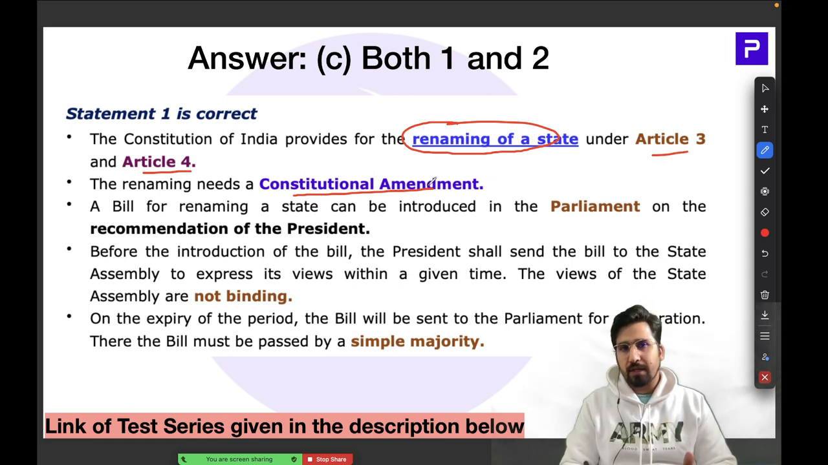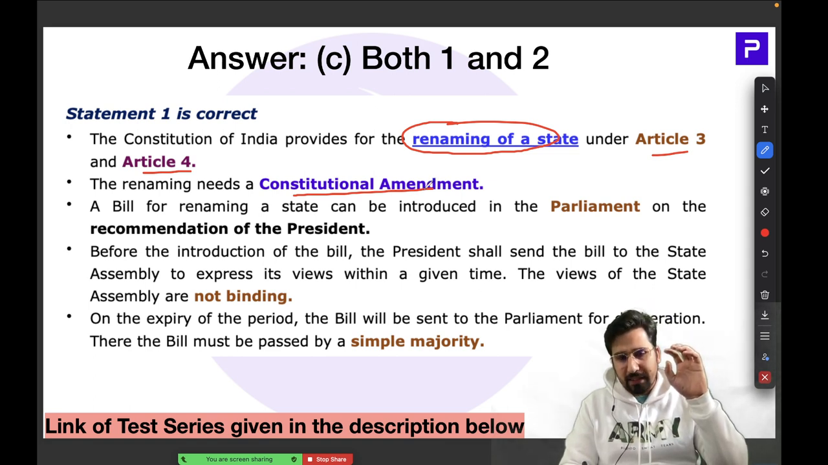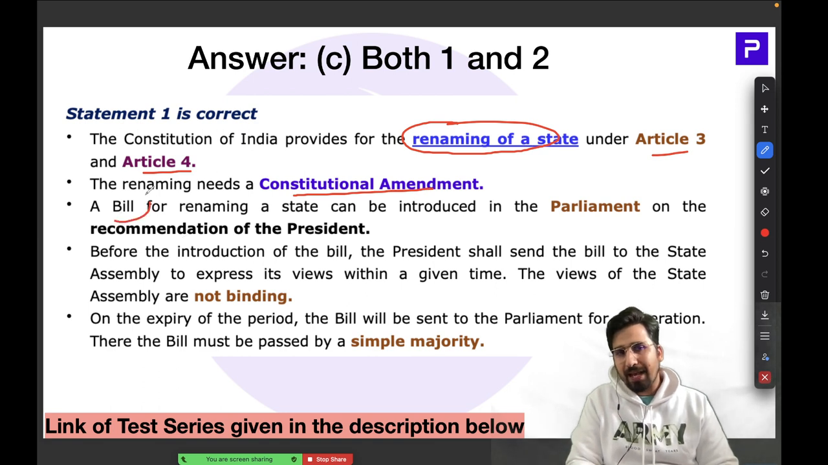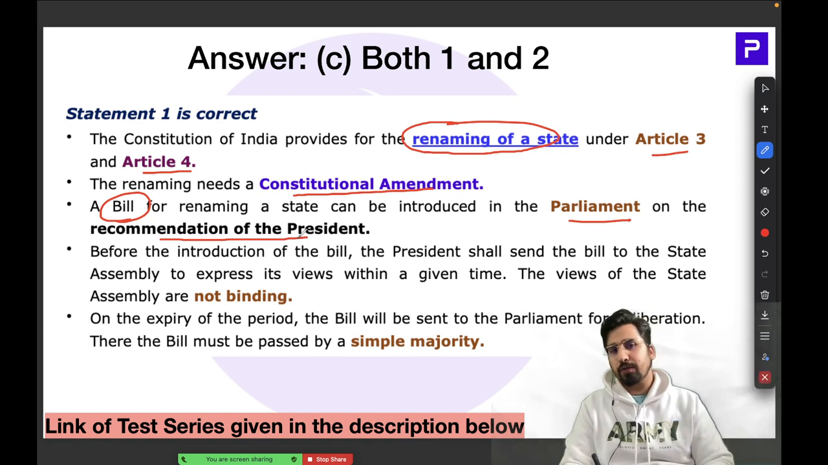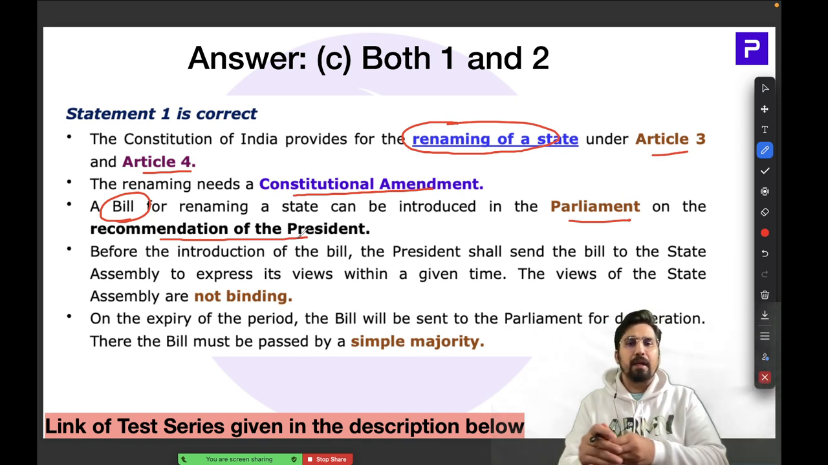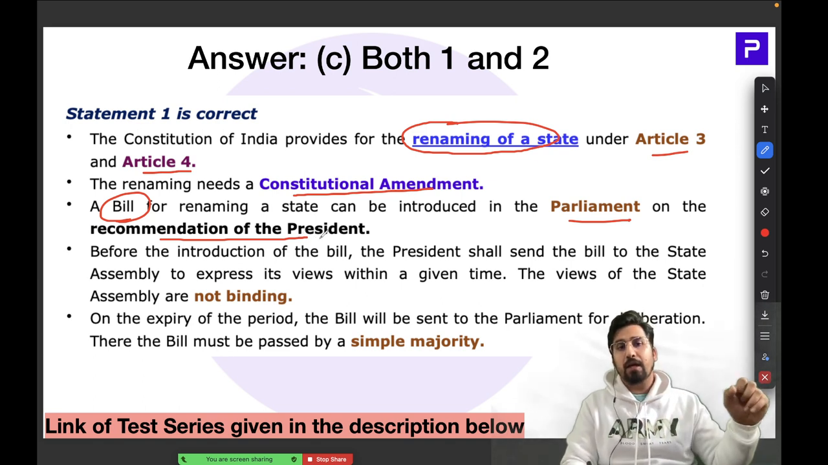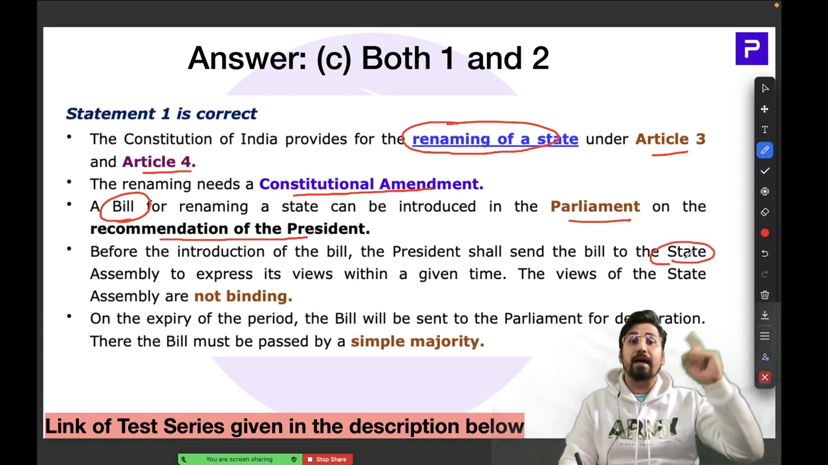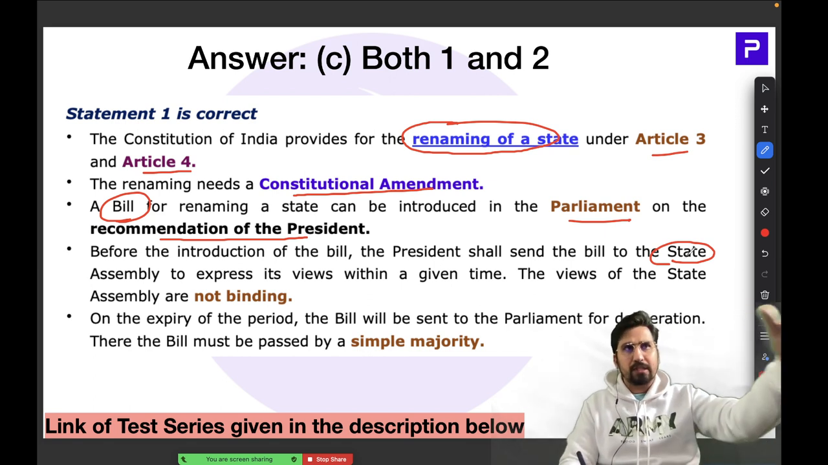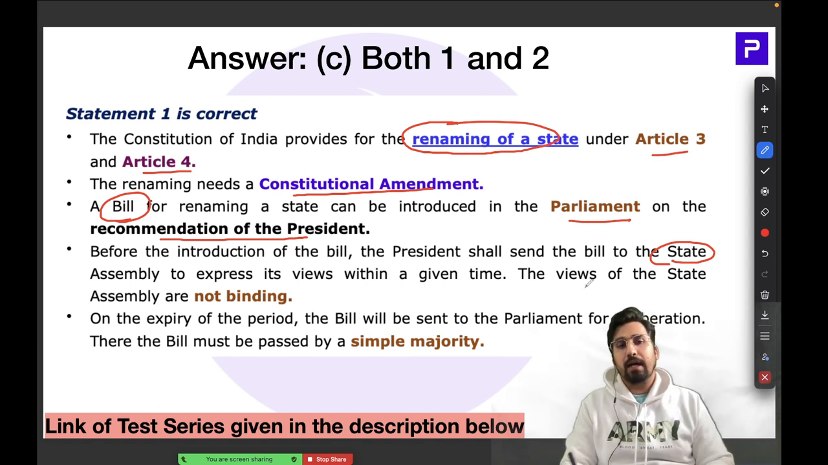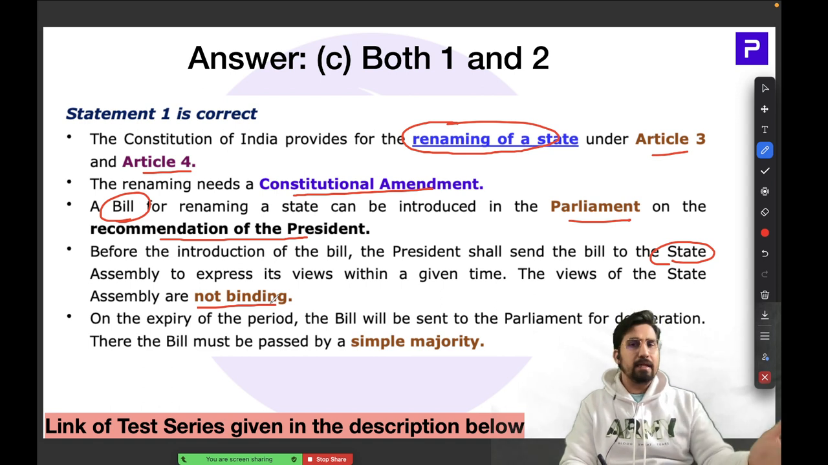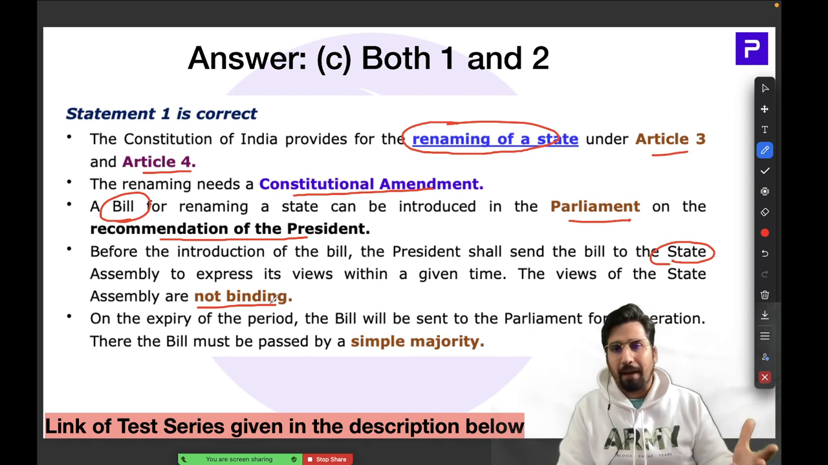But how does that proceed? Whenever any state needs to be renamed, first a bill has to be introduced in the Parliament. That particular bill always needs a recommendation from the President before it is introduced. And before the introduction of that bill, the President also sends it to the state assembly, because ultimately the state's name is going to change. So obviously the views of the state government are also taken into account. But whatever the views are, they are not binding. They are sent for consent, but they are not binding on the government.